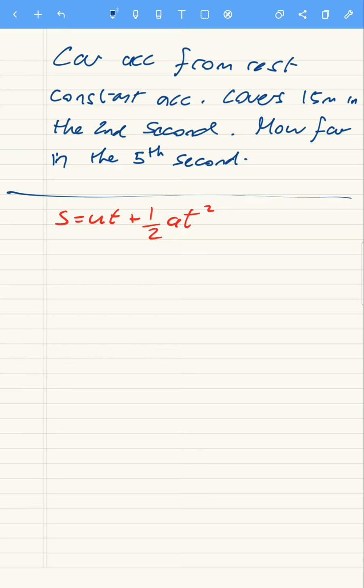So we're going to do that for displacement 1 and time 1, and then the same thing for displacement 2 and time 2. What we're going to do is figure out how far it goes in the first second as well, so then we can get the total distance travelled in 2 seconds. Once we've done that, we can figure out acceleration.